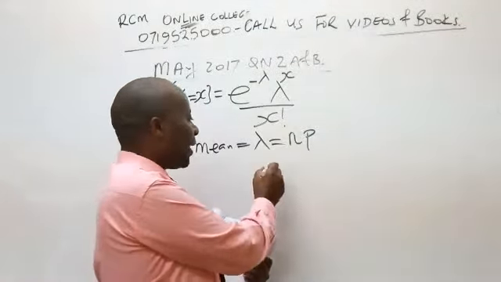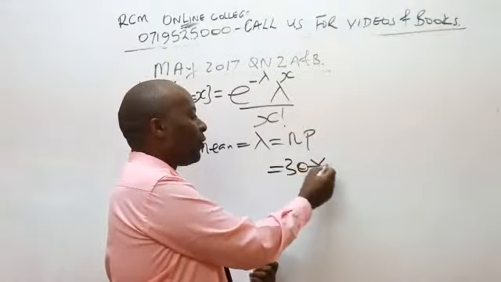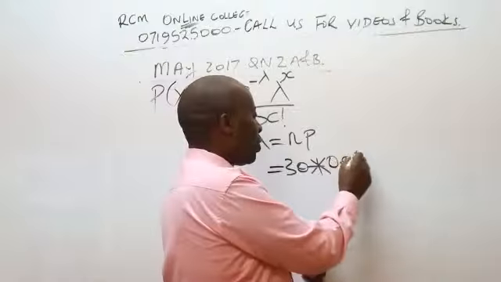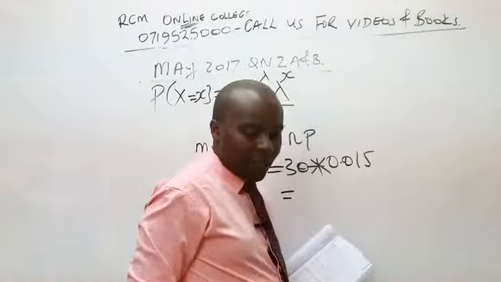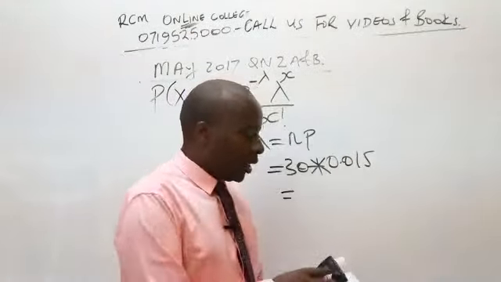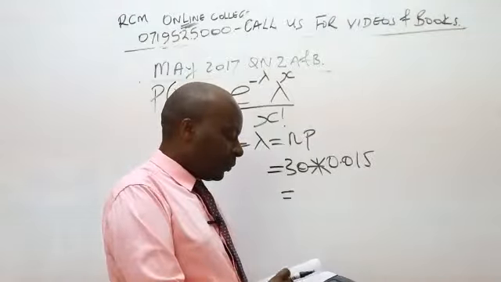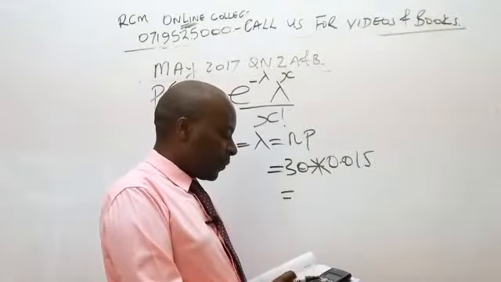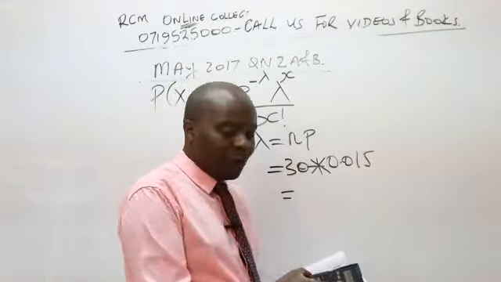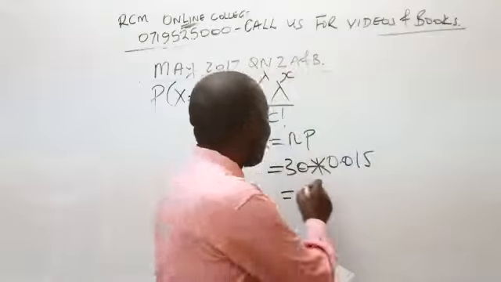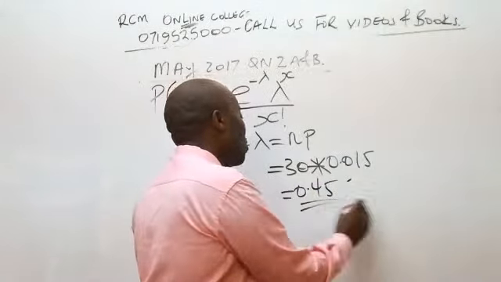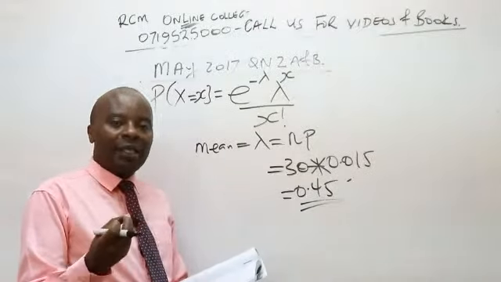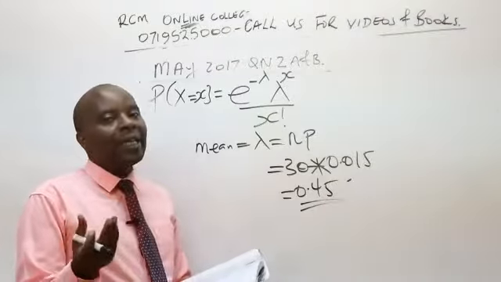So in this particular case, our number of trials n is 30, and the probability given here is 0.015. So at the end of the day, that gives me 30 times 0.015, which gives me 0.45. Ladies and gentlemen, the moment you have given me this mean, then automatically I'll be able to give you whatever Poisson probabilities you will be needing.